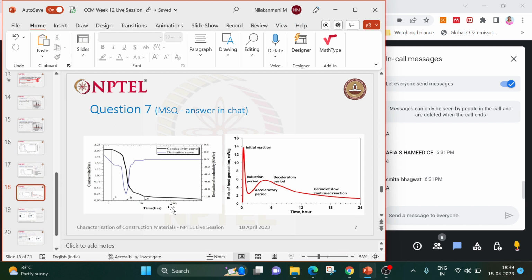compare this. Here they mixed the cement with water and then measured the conductivity. From the moment water was added, they measured the heat of hydration as well. So how can you relate both? What does A mean? Will you match it to the induction period, accelerating period or decelerating period? What does B mean? Which of these will you link A to? You have to match A, B and C to the induction, acceleratory and deceleratory periods.